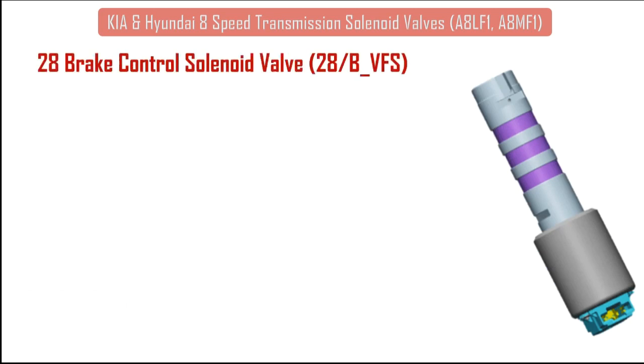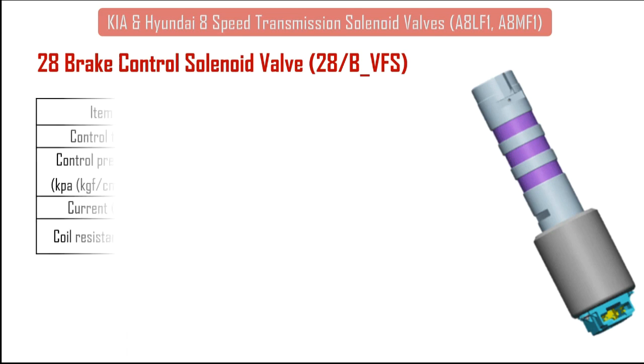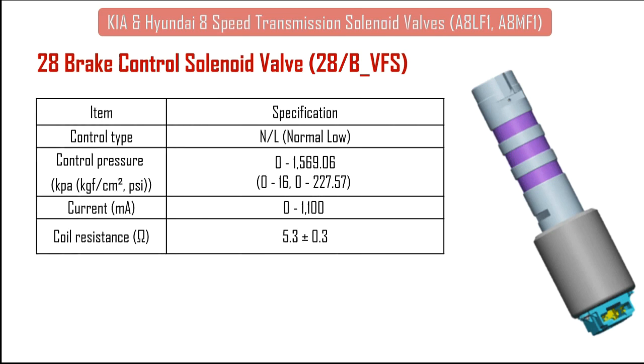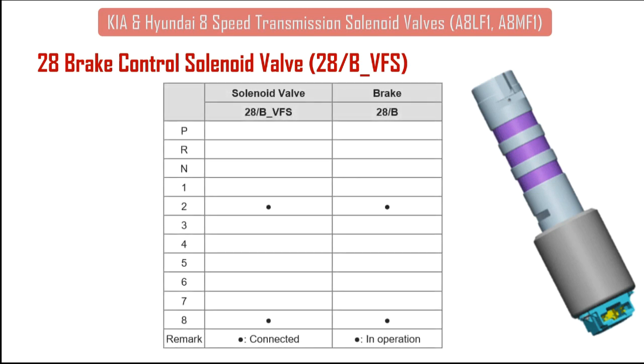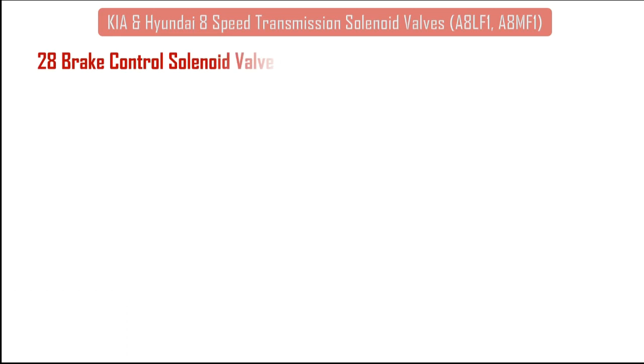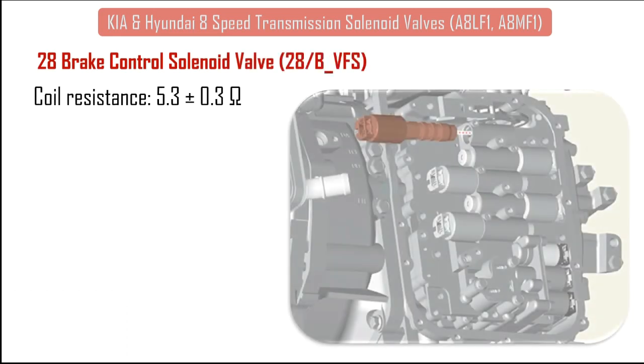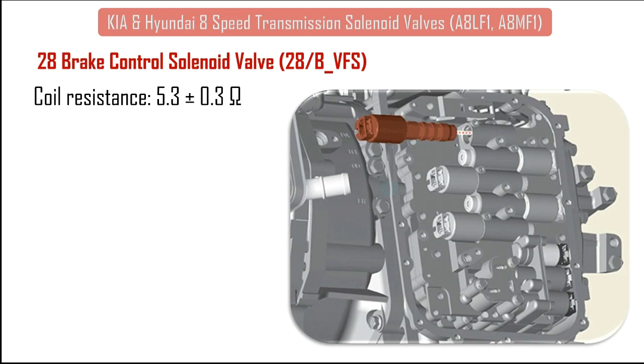The next solenoid valve is for the 2/8 brake. So this one, again, like the previous one, is normal low. The current is 0 to 1100 with 5.3 ohms of resistance. As it's very clear from the name, this solenoid works on gear number 2 and number 8. The location on the valve body, one more time, is right here. So this solenoid is the 2/8 brake control solenoid valve.